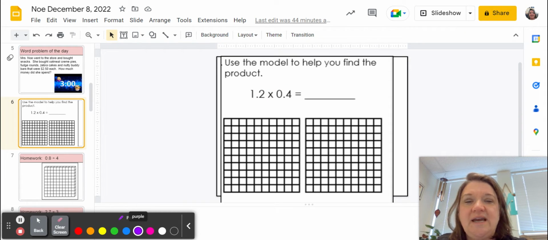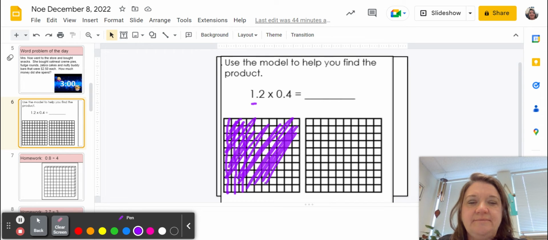So 1 and 2 tenths. Each one of these is a tenth, right? Each one of these is a tenth. Well, if I have one whole, that's one whole that's shaded. And this is how we work with our models, okay? So that's 1, and remember, each one of these is a tenth. So I've got 1 and 2 tenths.